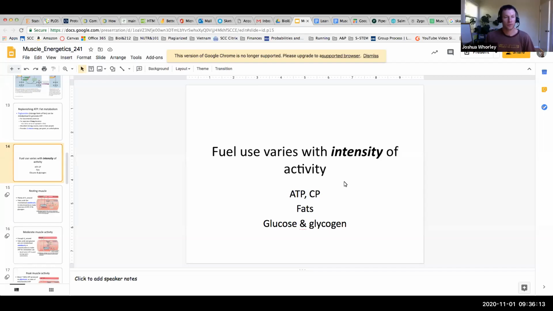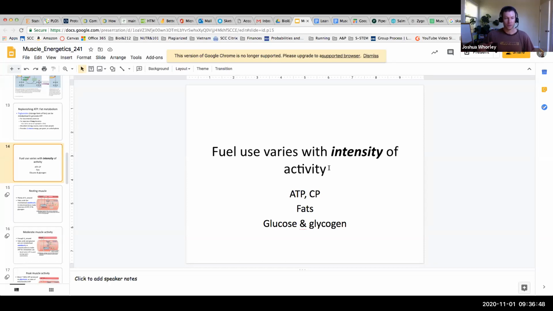Hello folks, I want to do a short video for you, now that we've talked about what fuels, or what molecules, the muscles use to fuel activity or to allow contraction to occur. I want to talk about how we vary which type of fuel we're using based on the intensity of the activity. And what we mean by intensity is the ATP demand, like how much ATP is being demanded by a working muscle, by a contracting muscle.